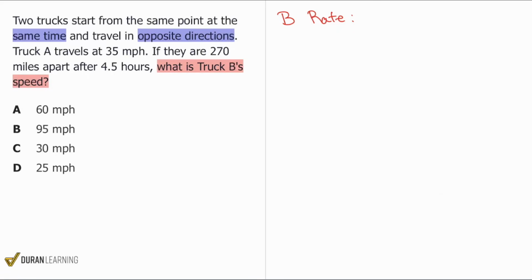So here's the relationship that's going to be true. The rate for truck A plus the rate for truck B equals the total combined rate. This is what's going to help us solve this super fast. Pay attention here because look at this. It says that they are 270 miles apart after 4.5 hours.